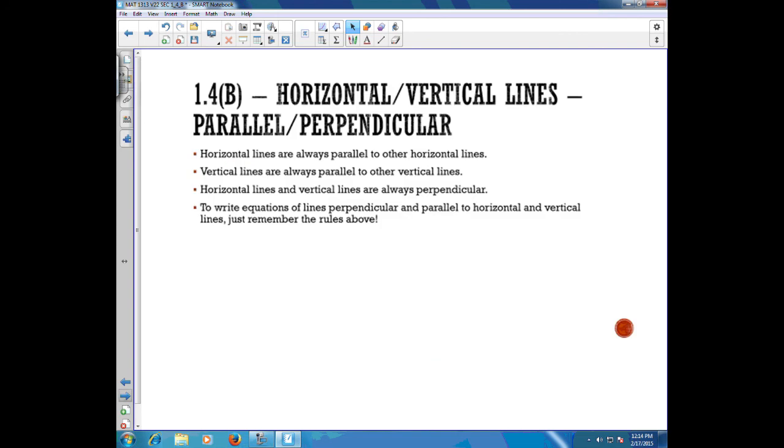Now, horizontal and vertical lines can be parallel and perpendicular as well. Horizontal lines are always parallel to other horizontal lines. Vertical lines are always parallel to other vertical lines. Remember, horizontal lines have a slope of 0. So if you have two lines that have the same slope, if they're both 0, then they would be parallel. Vertical lines would be very similar to them. However, if you have one horizontal line and one vertical line, they are always perpendicular. They'll always cross at a 90-degree angle. So to write equations of lines perpendicular and parallel to horizontal and vertical lines, just remember these rules.